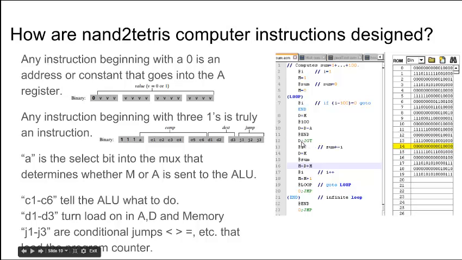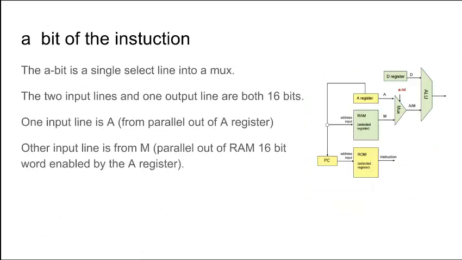So this is an instruction, and that's an instruction. This is an instruction. So instructions can have an equal sign in them, or instructions can have a semicolon in them. So we're going to go through the A bits, the C bits, the D bits, and the J bits, and then we're going to summarize. The A bit basically goes into the MUX and selects either the A register's contents or whichever RAM 16-bit address has been activated by the A register.